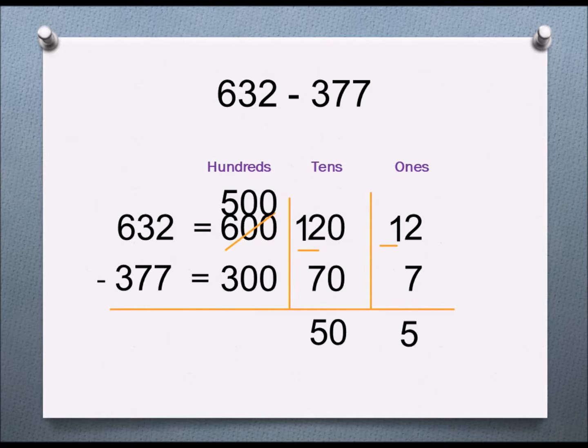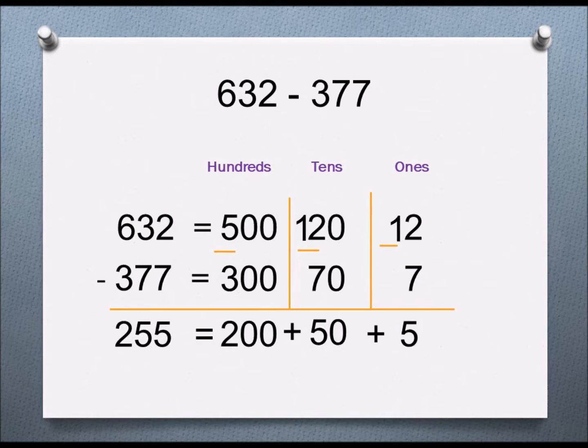Now in the hundreds column, let's clean this up right here. We're going to change it back to 500 now. So 500 minus 300 will give us 200. So together, that gives us 255.